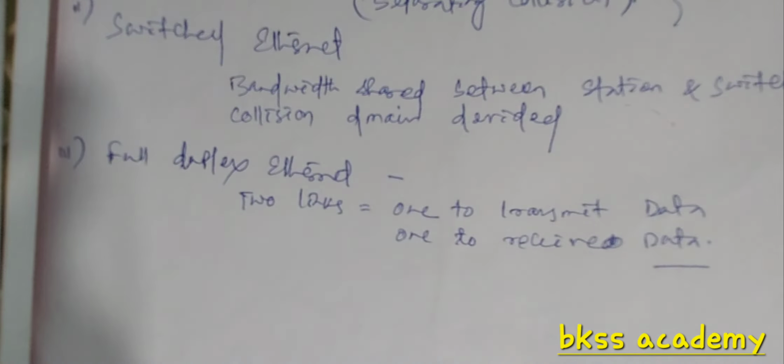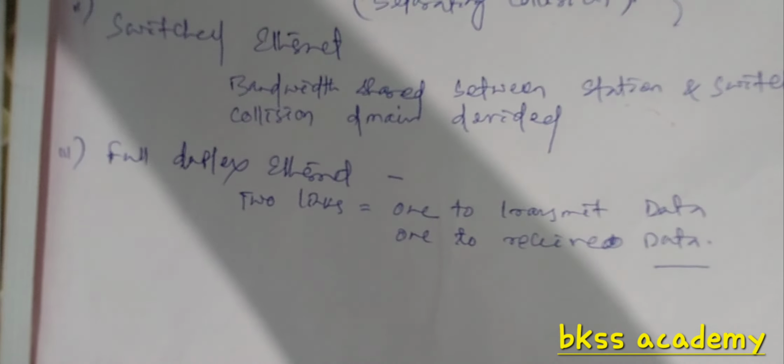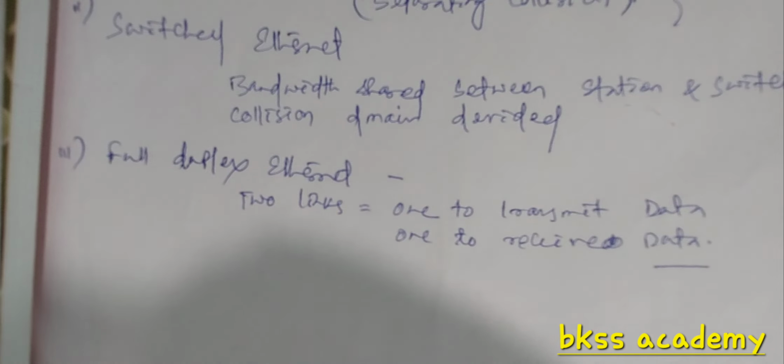Next one is full duplex Ethernet, with two links, one to transmit data and one to receive data. As we know, duplex mode means sending and receiving can happen at the same time. In full duplex Ethernet, one link is used to transmit data and one link is used to receive data.